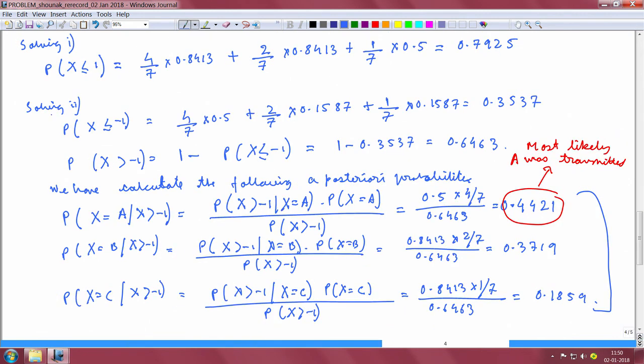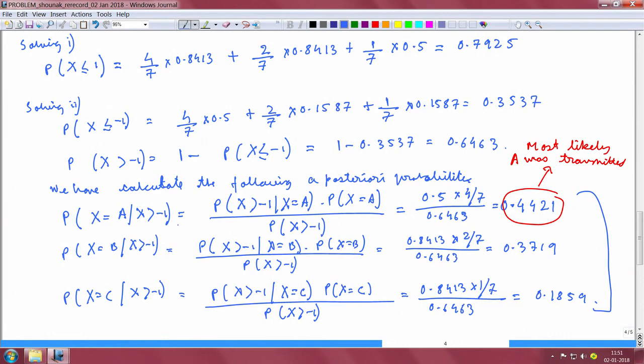Then we solve the first part of the problem by substituting the values that we have calculated. In the second part we do a similar process: we calculate the probability of x greater than minus 1 as 0.6463. But our main question in the second part was what signal might have been transmitted. So we calculate the probability x equal to A given x greater than minus 1, and calculate these values for B and C also, and we choose the one which is highest. Apparently A is the highest here, so we make a decision that most likely A was transmitted.